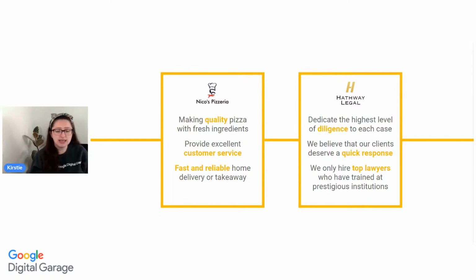Then we've got this other business here, Hathaway Legal. So a little bit of a different type of business, right? They want to dedicate the highest level of diligence to each case. So that keyword there, diligence. And we believe that our clients deserve a quick response. So we want to be prompt and totally on it, and everyone knows that they're getting that time. And we only hire top lawyers. And because of the type of business it is, it's giving them credibility within those brand values.